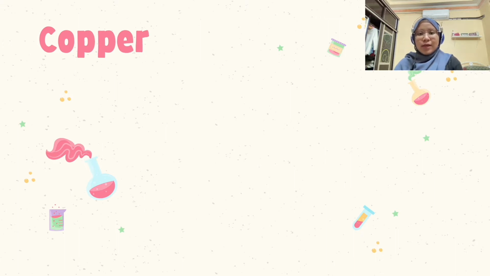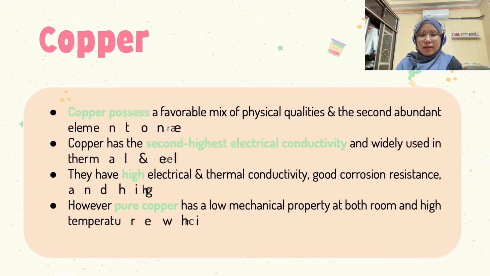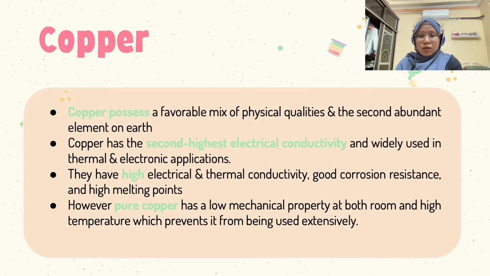So, previously we know that copper is the matrix in the copper silicon carbide composites, and we all know copper has a lot of good physical qualities and is the second most abundant element on earth, which means it is very easy to obtain copper anywhere. It also possesses the second highest electrical conductivity and is widely used in electronic and thermal applications. Other good physical qualities about copper are high electrical and thermal conductivity, good corrosion resistance, and a high melting point. But on the other hand, pure copper has low mechanical properties at both high and room temperature, which prevents it from being used regularly.